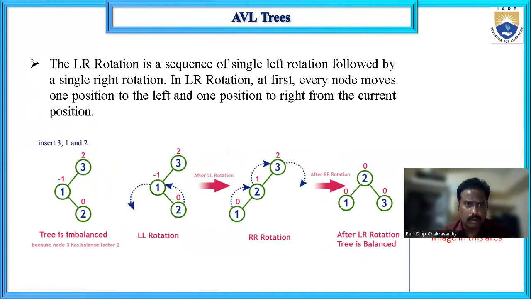Then LR rotation. Observe here. For the left subtree, I'm adding element 2 as a right subtree. So LR, what I need to do is perform 2 rotations. The LR rotation is a sequence of single left rotation followed by single right rotation. So I am going to perform a single left, then single right. If this is the tree, as I got imbalance, 1, 2, 2 minus 0, I got here as 2.